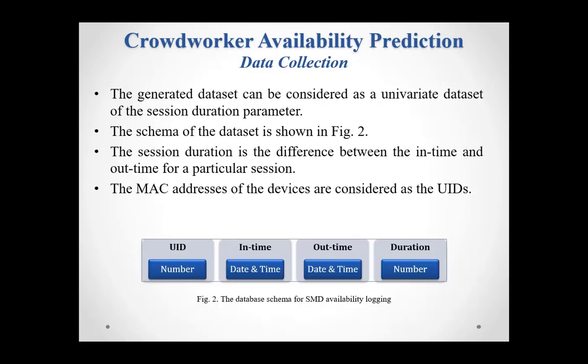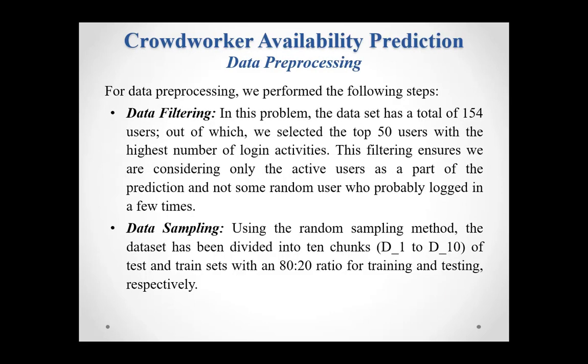Now we discuss the data set. The data we have collected from the Wi-Fi access points can be considered as a univariate data set of the session duration parameter, and the schema of the data set is shown in Figure 2, as you can see on the screen. The session duration is the difference between in time and out time for a particular session, and the MAC addresses of the devices are considered as the UIDs. Now we talk about data pre-processing.